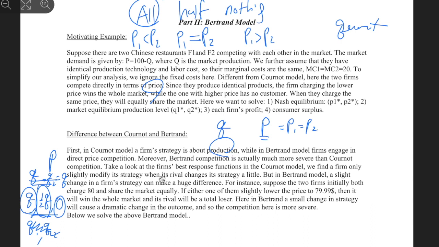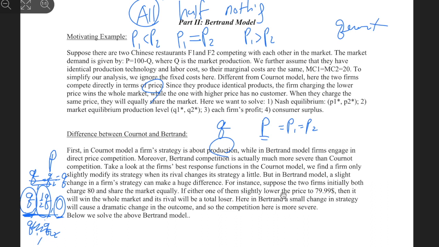Take a look at the firm's best response function in the Cournot model. We find a firm only slightly modifies its strategy when its rival changes its strategy a little. But in a Bertrand model, a slight change in price can make a huge difference. You can take the whole market or you end up getting nothing. So this is a critical decision in the Bertrand model compared to Cournot.